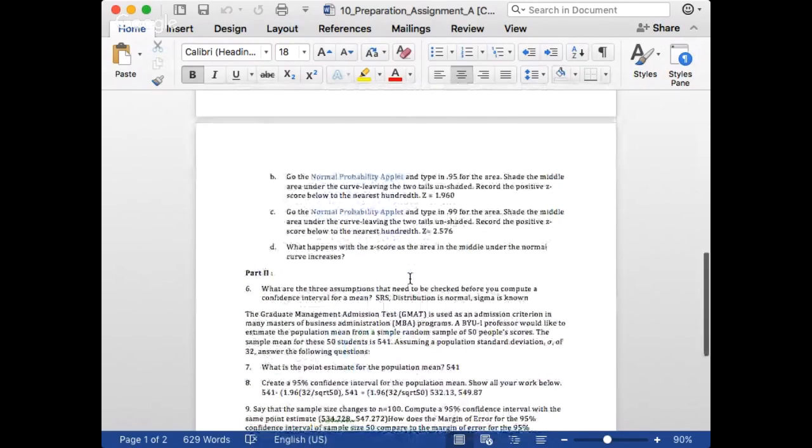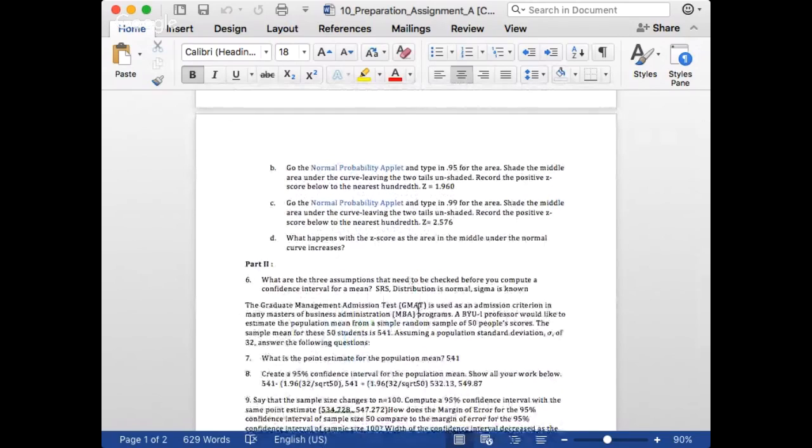So part 2, number 6. What are the 3 assumptions that need to be checked before you compute a confidence interval for a mean? So the sample has to be a simple random sample. Yeah. And the standard deviation has to be known. And for the last one, it's either the population has to be normally distributed or the sample size has to be greater than 30.